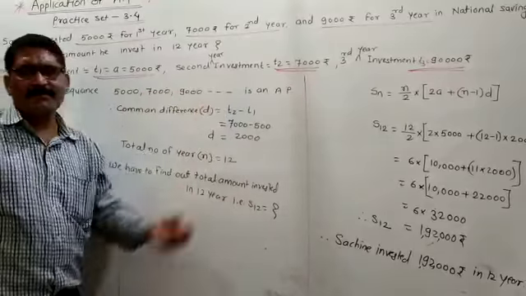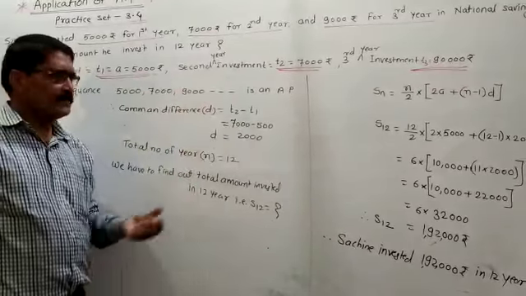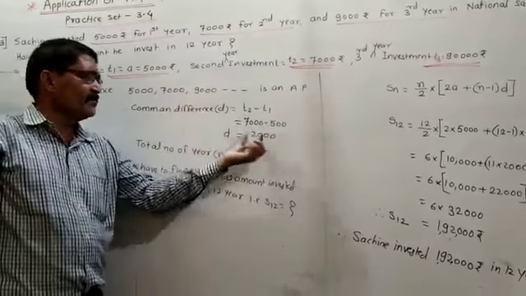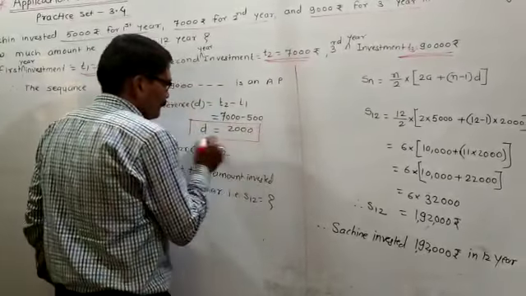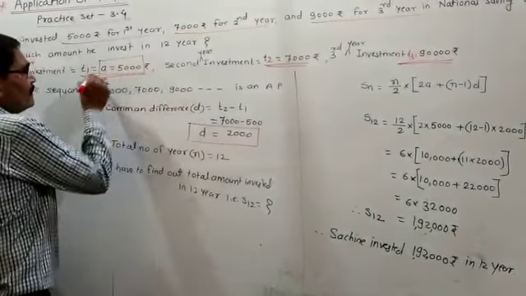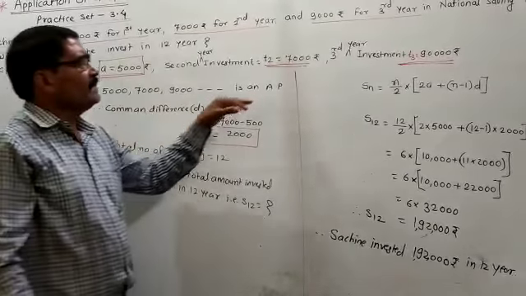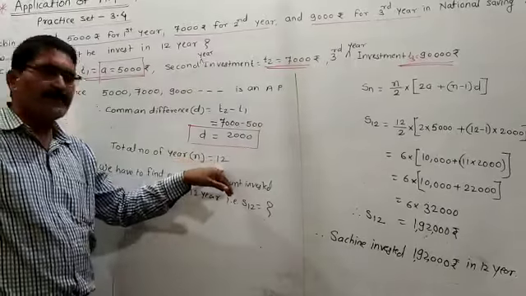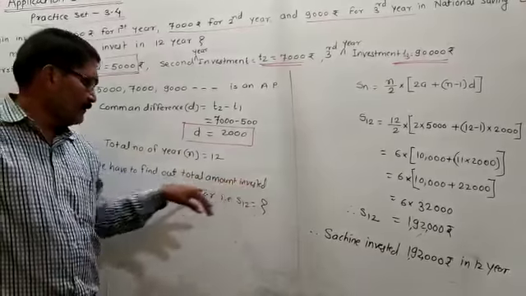So you have to say that the given sequence is an AP, the common difference d is equal to T2 minus T1. d is equal to T2, which is 7,000, minus 5,000 is equal to 2,000. So we will get the value of d as 2,000. We will get the value of a as 5,000. Then the total number of years. They are saying that in 12 years he is investing. So n is equal to 12 years. So we have to find out the amount invested in 12 years.